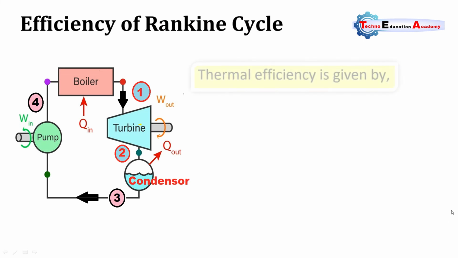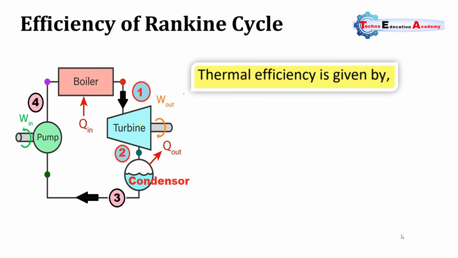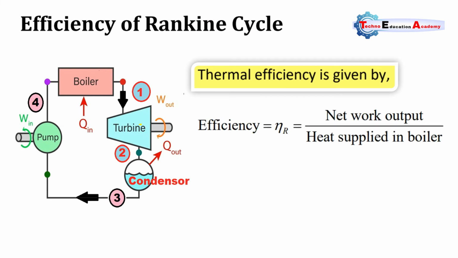So, efficiency of the Rankine cycle. Efficiency means output upon input. This is the general term of any efficiency equation. So thermal efficiency means net work done divided by heat supplied. For this cycle, what is our output? Turbine work. What is our input? Pump. It is a device to convey the condensate from the outlet of the condenser to the boiler.